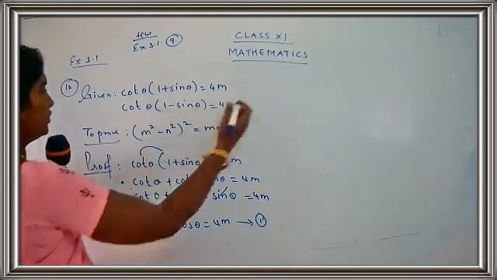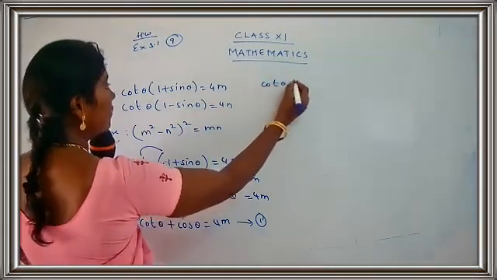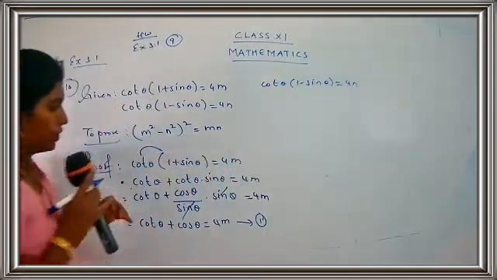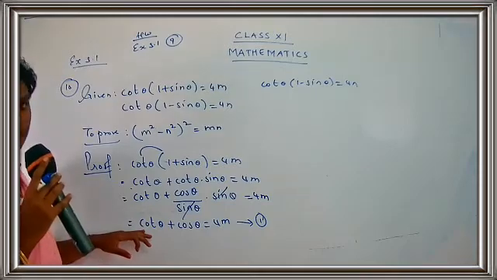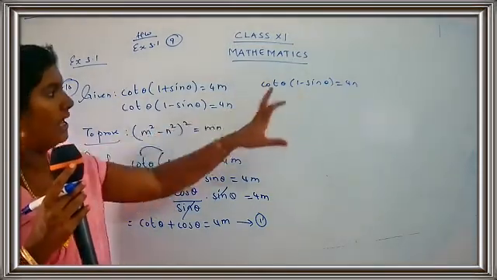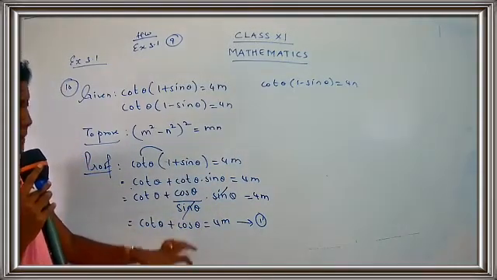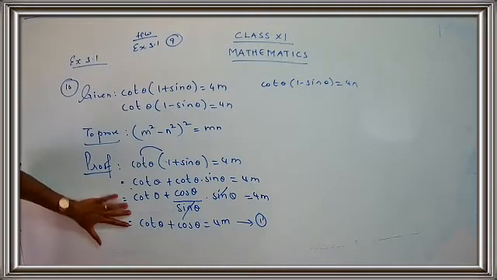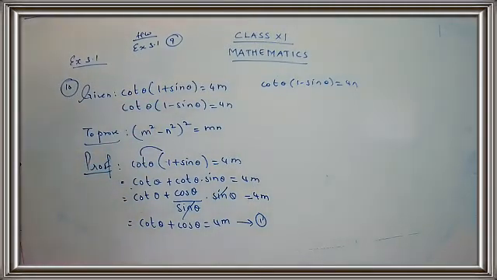What is the next thing given to you? Cot theta into 1 minus sine theta is equal to 4n. You are just going to follow the same method. Here we had a plus sign and here you have a minus sign. That's the difference. All the rest you have to follow in the same manner and get the answer. Come on, try out the sum, children. Lay down the steps and complete the second part also.